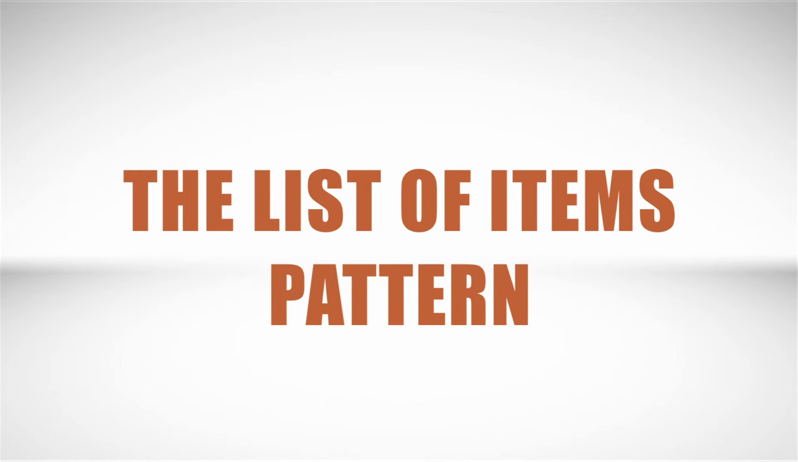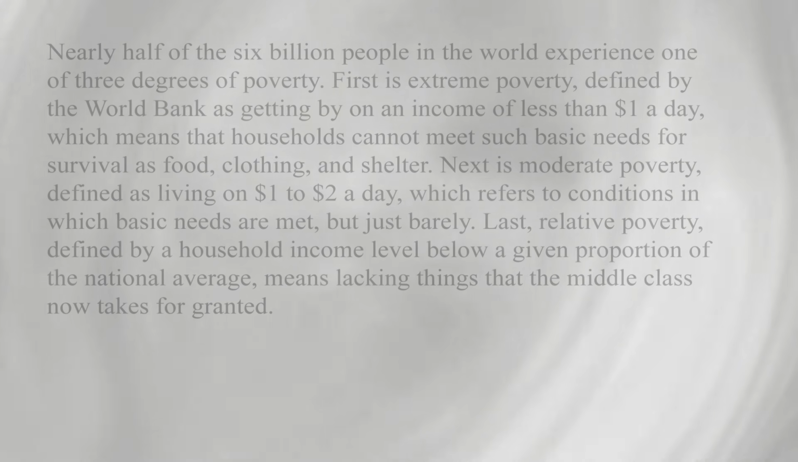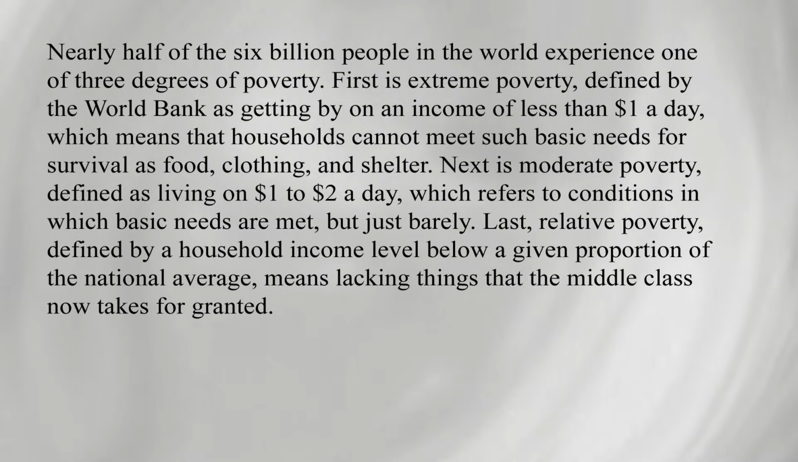Here's a paragraph that is organized according to the list of items pattern. See if you can pick out the three details that support the main point by looking for the addition words that introduce each detail. Nearly half of the 6 billion people in the world experience one of 3 degrees of poverty. First is extreme poverty, defined by the World Bank as getting by on an income of less than $1 a day, which means that households cannot meet such basic needs for survival as food, clothing, and shelter.